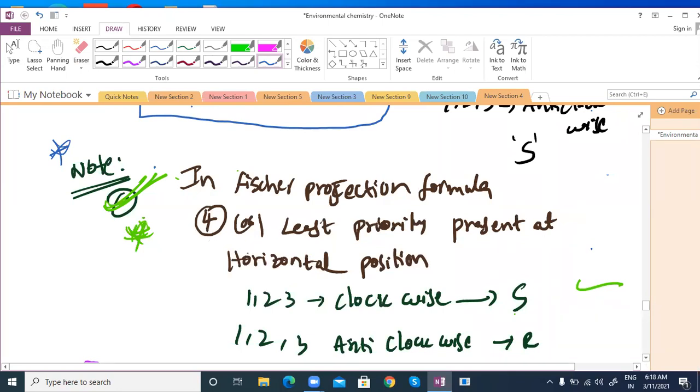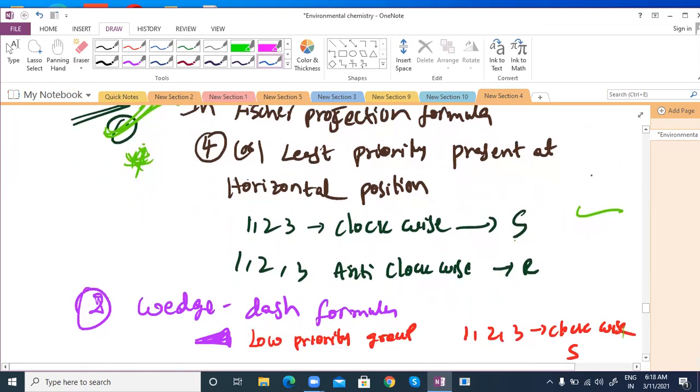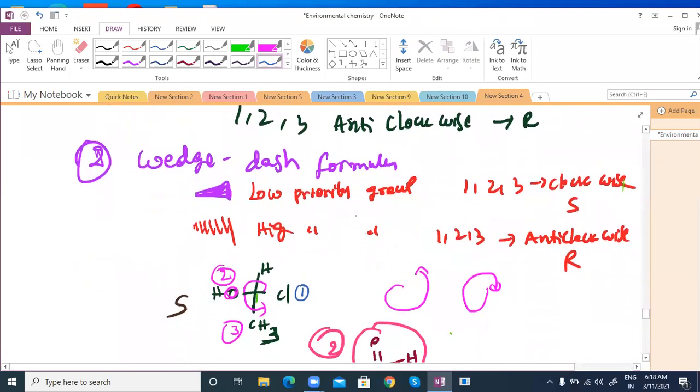When the least priority is at the horizontal line, most of the questions you get are based on this point. They generally write the least priority in the fourth position. The same applies in the wedge-dash formula: if the low priority group is on the thick line or the high priority is at the dotted line, then you have to invert. If clockwise, it means S; anti-clockwise means R. We'll see some examples here.